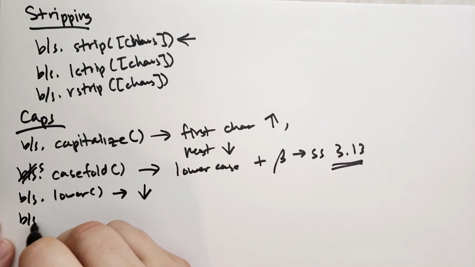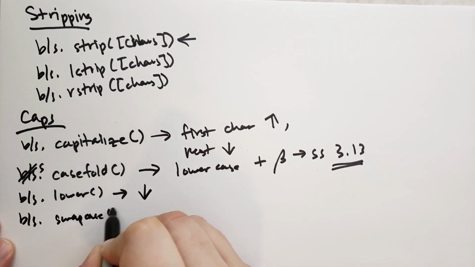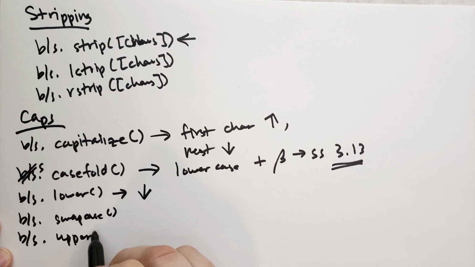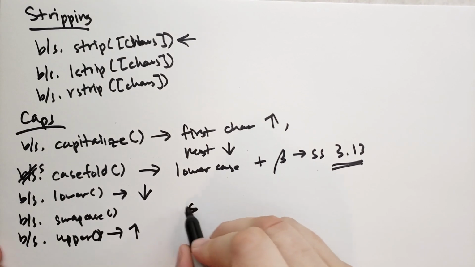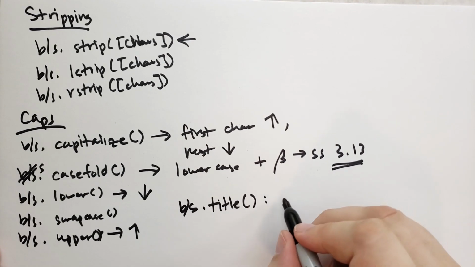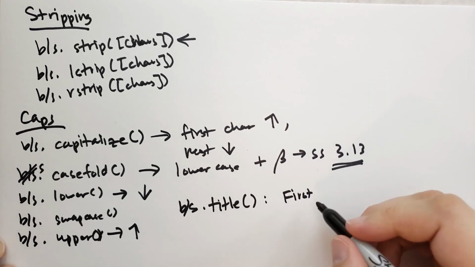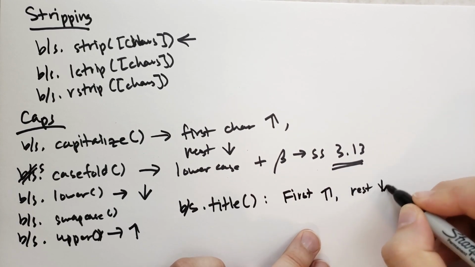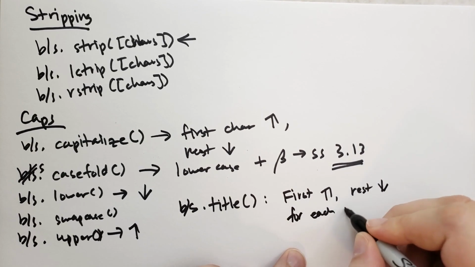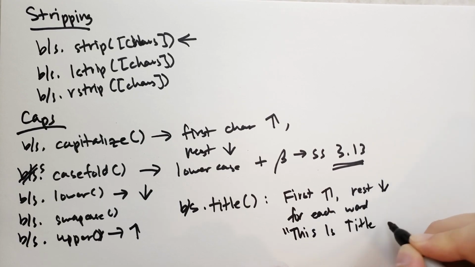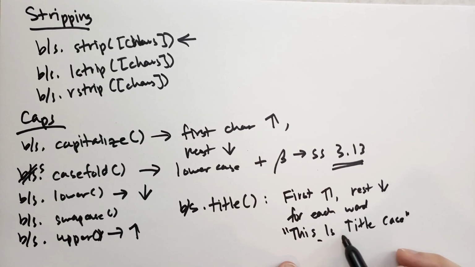We also have swapcase, which switches the cases, as you might expect. And we also have upper, which moves them all to uppercase. There's also title. That's right. You can take bytes or strings and title them. What this does is the first cased character in a segment goes uppercase, and the rest go lowercase for each word. This is Title Case, for instance, and there's spaces in between.